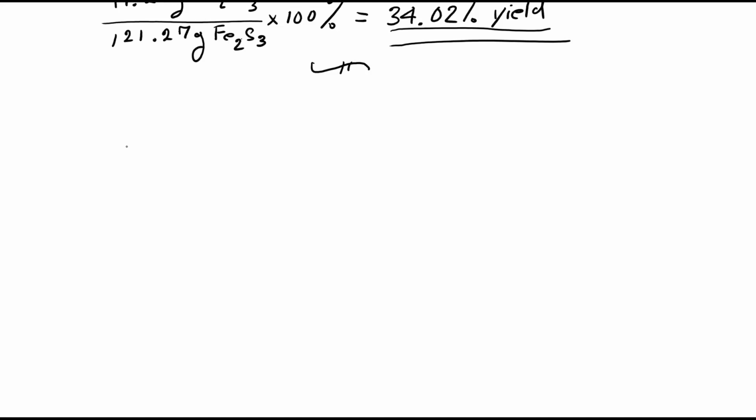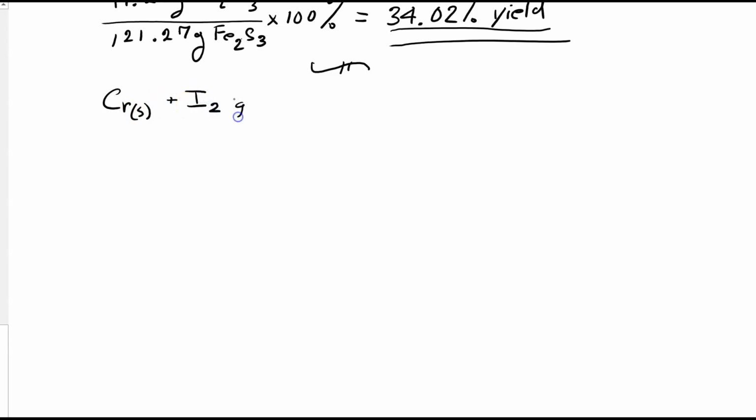But let's talk about a specific example and go through this. Well, let's take a look at an unusual example here. Let's say that we had some chromium metal, and we're going to react it with iodine.